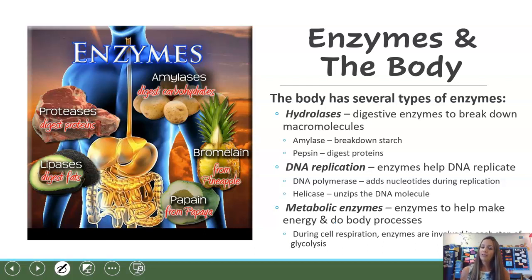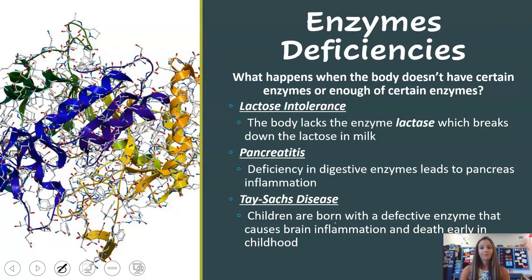We have hydrolases, which are digestive enzymes. This helps us break down things like carbs and proteins. Amylase breaks down starch, which is a complex carb, and pepsin helps digest proteins. We also need enzymes for DNA replication, and don't worry, we spend a whole unit on this, but they help DNA make copies of itself. We also need metabolic enzymes, which help the body make energy and do certain processes. During cell respiration, for example, there are enzymes in each step, which help us convert food to energy.